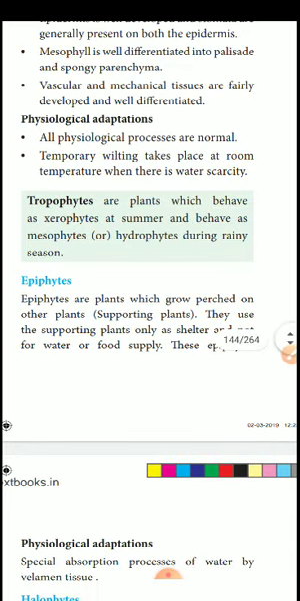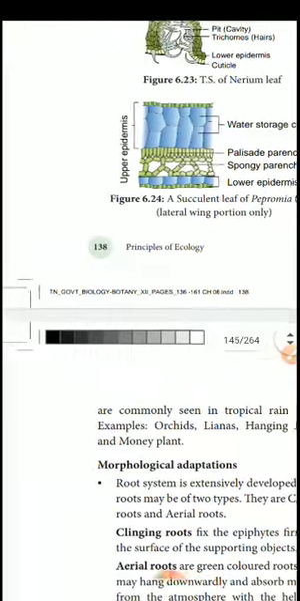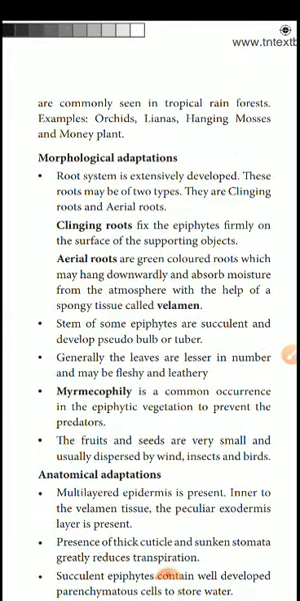Okay, next epiphytes. Epiphytes are plants which grow perched on other supporting plants. They cannot stand alive on their own, they need support. They use the supporting plants only as shelter. That type of plant we call epiphytes. They need another support. For what purpose? Water, food supply and shelter, they can use everything. These epiphytes are commonly seen in tropical rainforest areas. Examples of this type of plant are orchids, lichens, hanging mosses and the money plant.